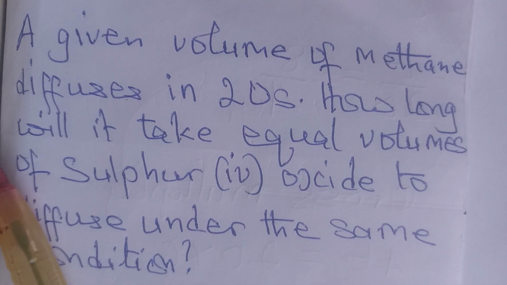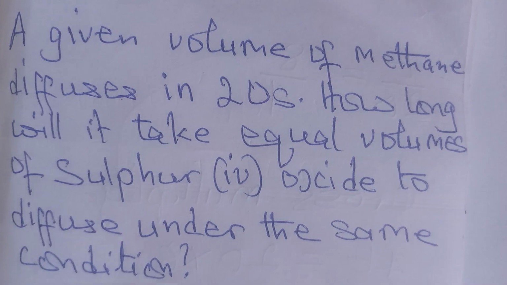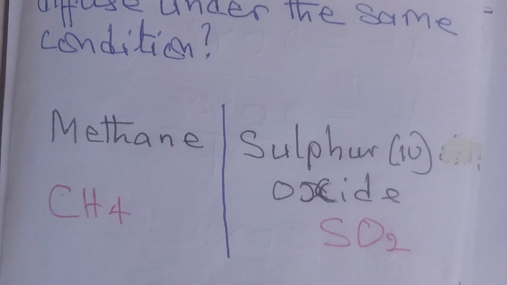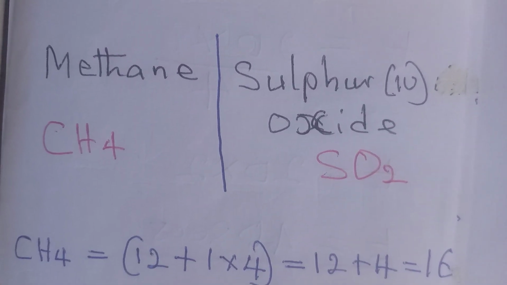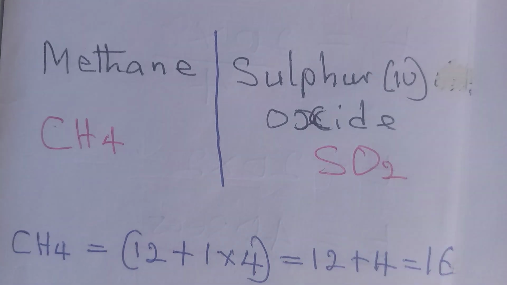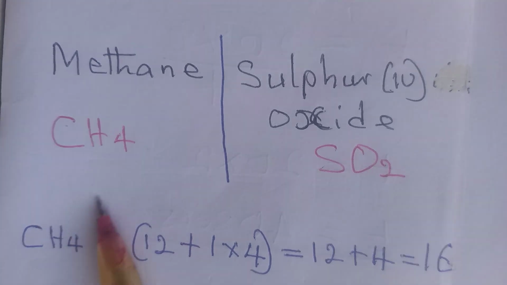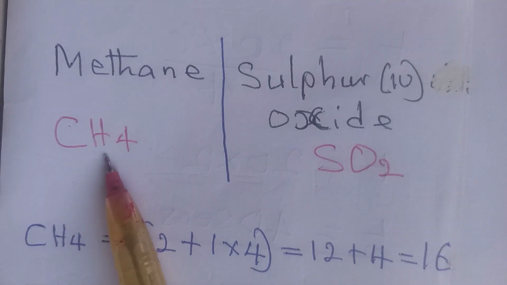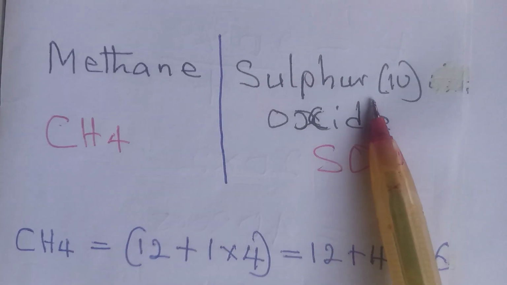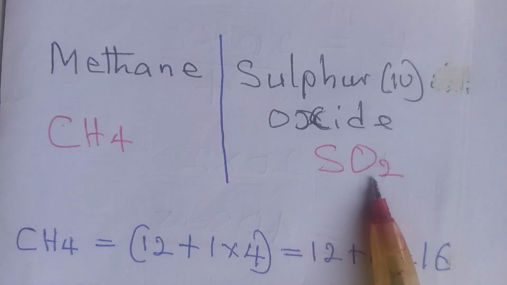So how do we go about these calculations? First, we calculate the molar masses of the gases. The molecular formula of methane is CH4. The molecular formula of sulfur 4 oxide is SO2.